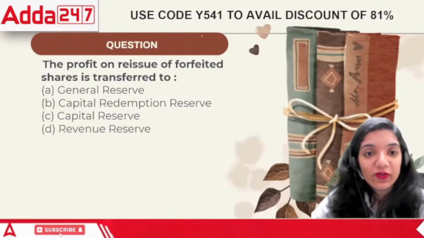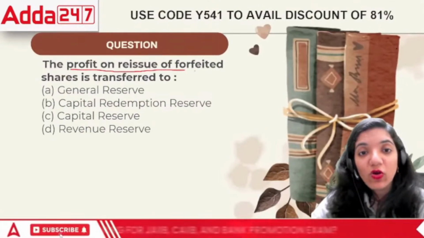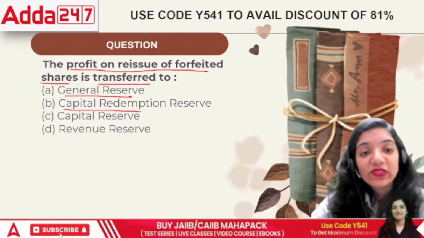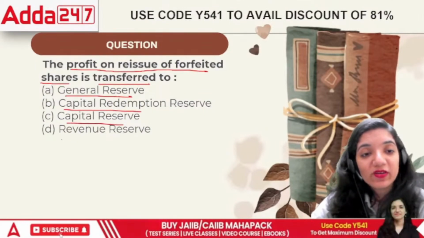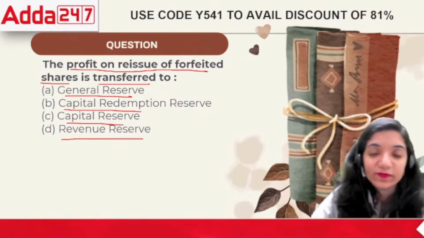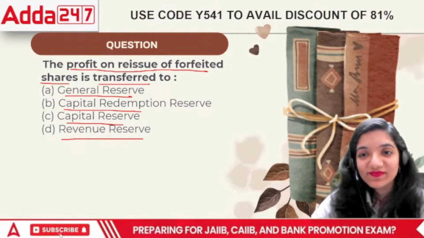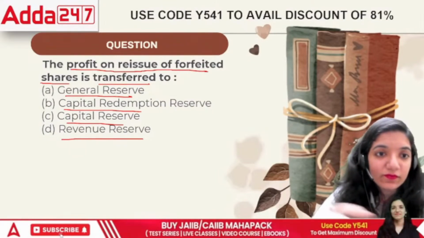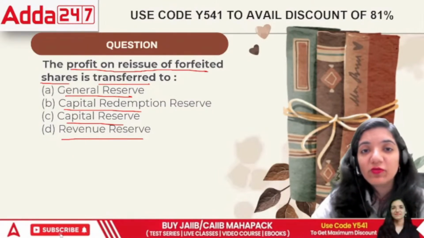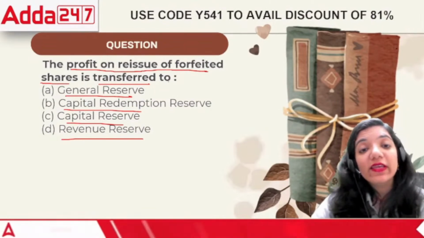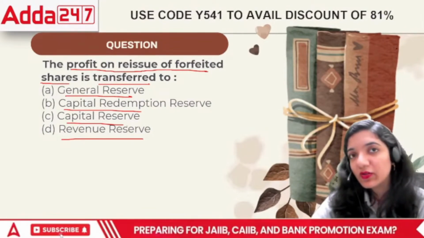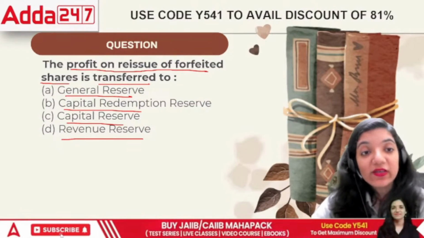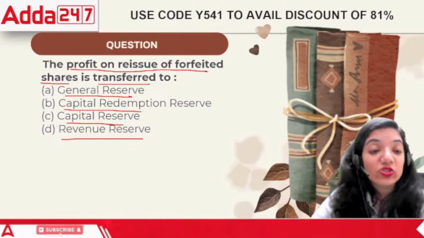Then the profit on reissue of forfeited shares is transferred to general reserve, capital redemption reserve, capital reserve, or revenue reserve. Now, when we talk about this area, the profit on reissue of forfeited shares, this is a part of module B, right? So this is the company accounts area.